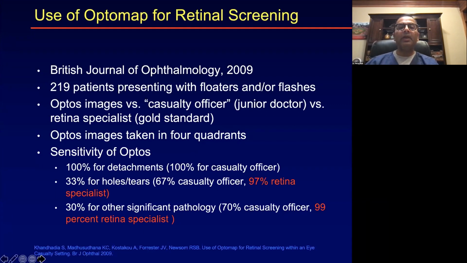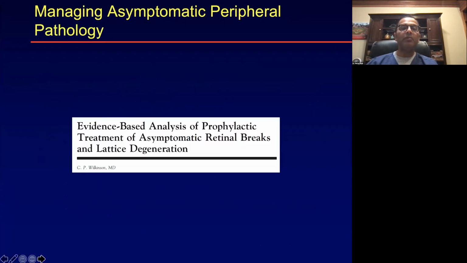So really, Optos is good, but certainly a clinical examination, especially with depression, detected more tears. So certainly use imaging, but certainly use your clinical examination along with imaging when you see these patients.